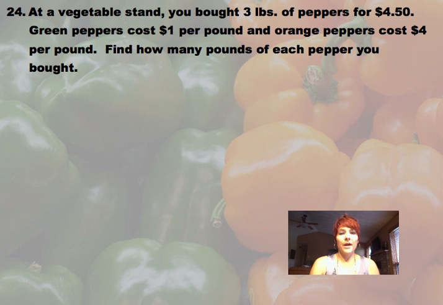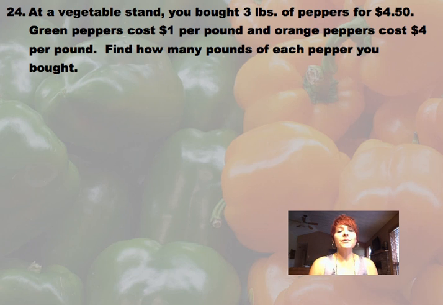So this is part 3 of chapter 1 review. We're going to start with number 24. This is at the bottom of page 62 in your textbook. It says, at a vegetable stand, you bought 3 pounds of peppers for $4.50. Green peppers cost $1 per pound and orange peppers cost $4 per pound. Find how many pounds of each pepper you bought.